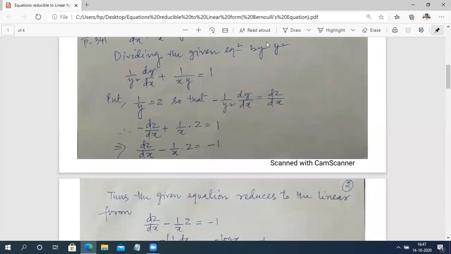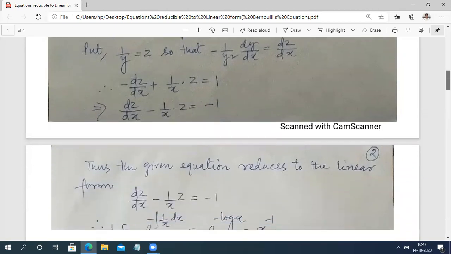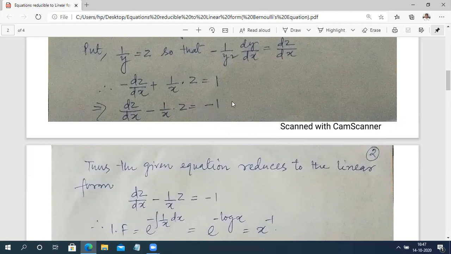Okay, now see, this is your equation. Now you just multiply with minus 1 on both sides. What will happen? It will be dz/dx minus 1/x into z is equal to minus 1. So now this is linear, where P is a function of x only and its value is minus 1/x, and Q is constant, that is minus 1. So this is linear in z.